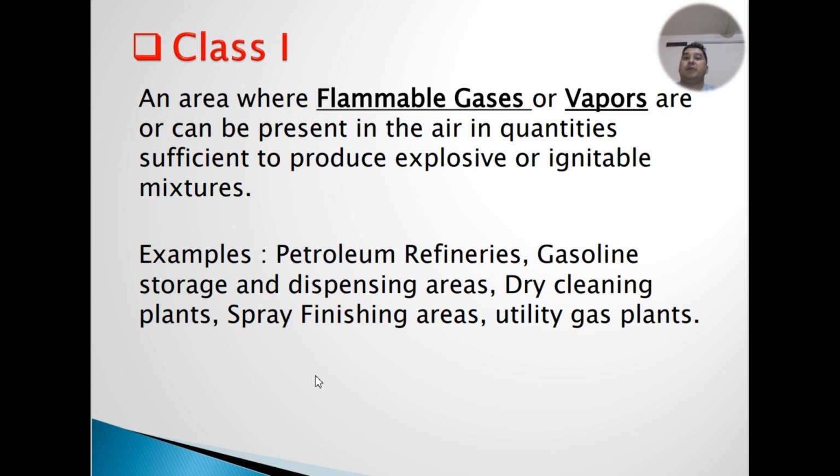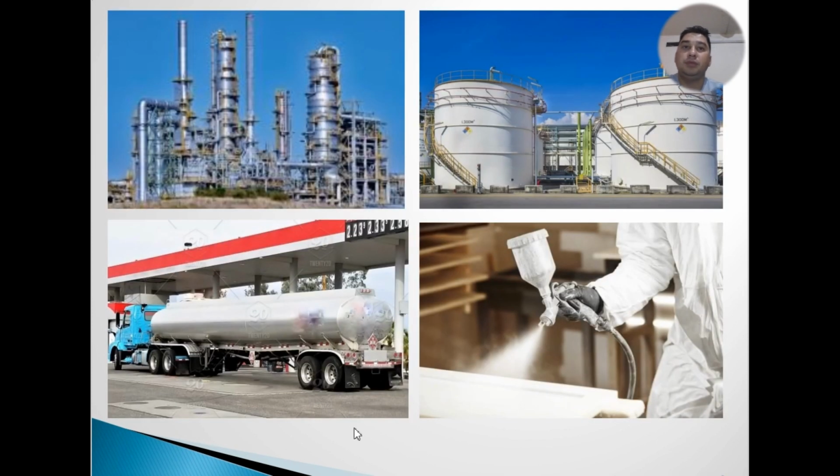Now the class 1: an area in which flammable gases or vapors are or can be present in the air in quantities sufficient to produce explosive or ignitable mixtures. Examples are petroleum refineries, gasoline storage and dispensing areas, dry cleaning plants, spray finishing areas, and utility gas plants. So these are the ones.